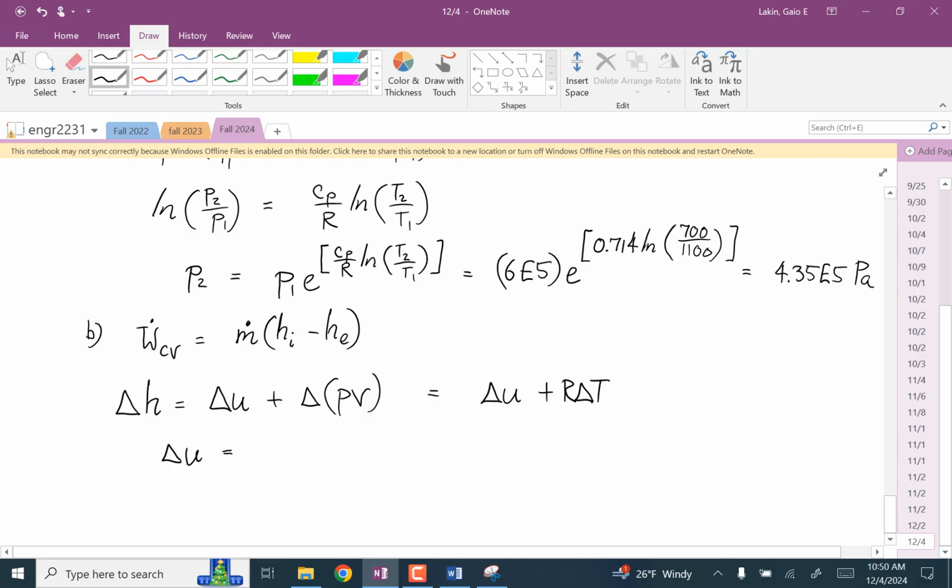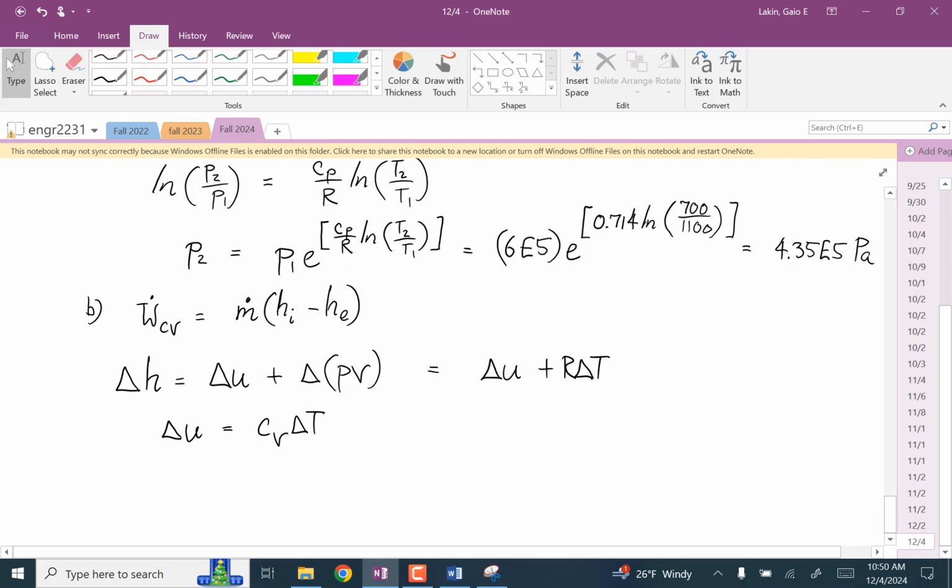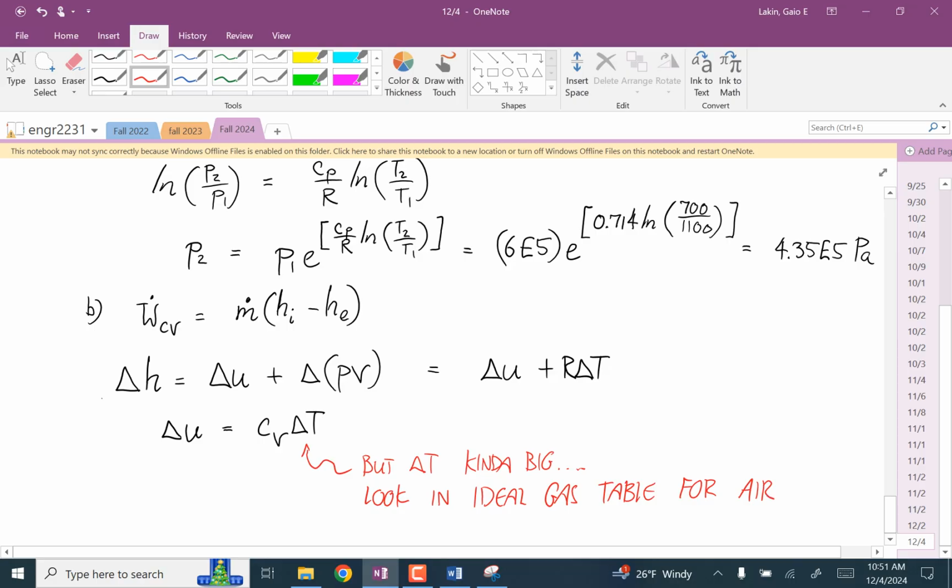So for an ideal gas, delta U is equal to CV delta T if the range of temperatures is smallish. This is a pretty big range of temperatures. We might want to not depend on that in this case. Otherwise we have everything to look up in a table too, right? We have a pressure and a temperature. Yeah, so you can look it up in the ideal gas table for air. Okay, and then that's how you do it.